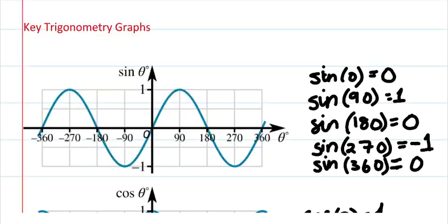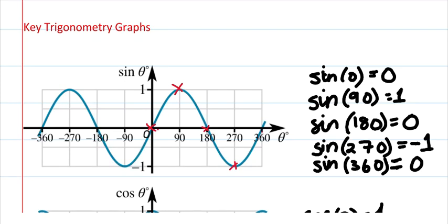The sine graph is a smooth wave that repeats every 360 degrees. The key points to note are that sine 0 is 0, sine 90 is 1, sine 180 is 0, sine 270 is -1, and sine 360 is 0. And you can see these points on the graph, as follows.